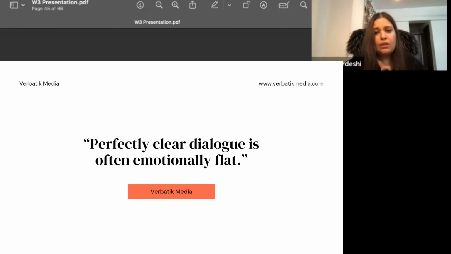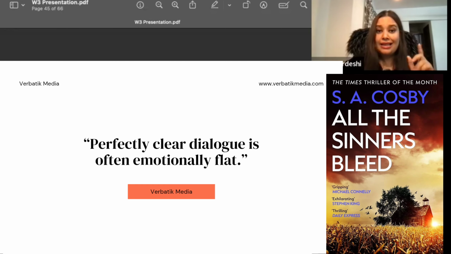Now, while on the topic of dialogue and subtext, I would like to recommend one more book to you guys. It's a fiction. It's actually a crime thriller, and a recent one at that. All the Sinners Bleed by S.A. Cosby. This book has such amazing dialogue that it is a very good resource for writers. I've actually put it in my video as well.